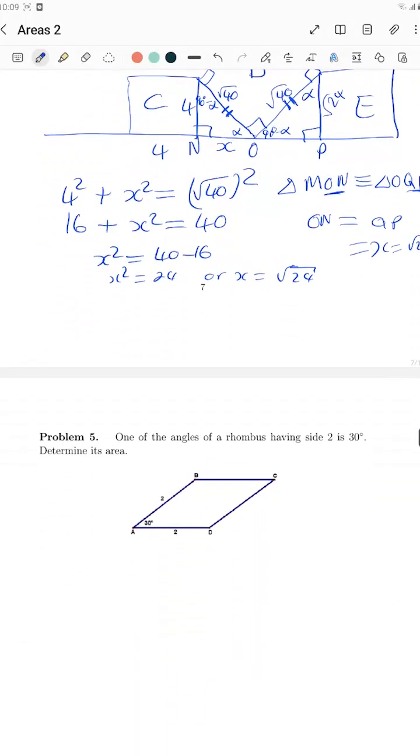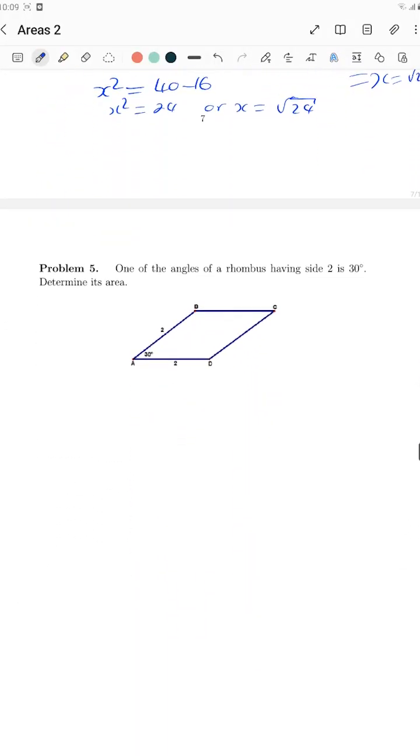Let's move on to problem 5. Problem 5 goes as follows. One of the angles of a rhombus. Now a rhombus is a quadrilateral that is a parallelogram and all the sides are equal. So in this rhombus, all the sides have side length 2 and the angle indicated is 30 degrees.